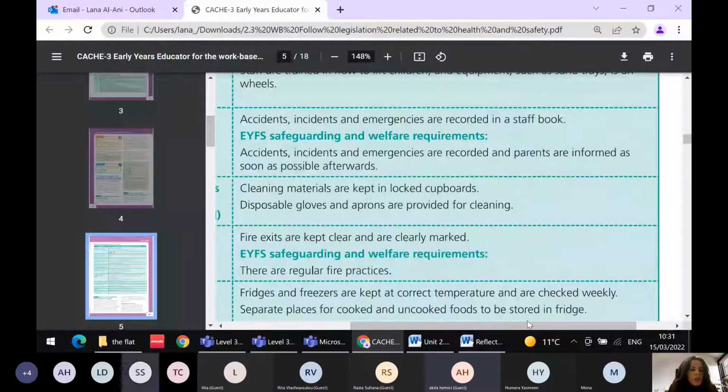So why is that? Because we need to follow the EYFS safeguarding and welfare requirements. So for us, we have to record these incidents in a book and also inform the parents about it as soon as possible.